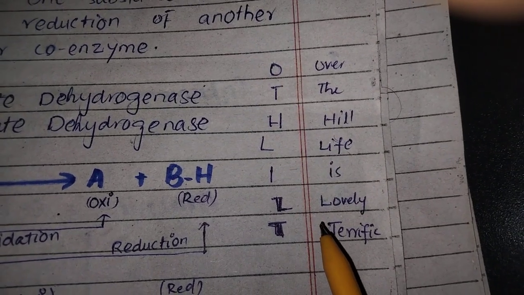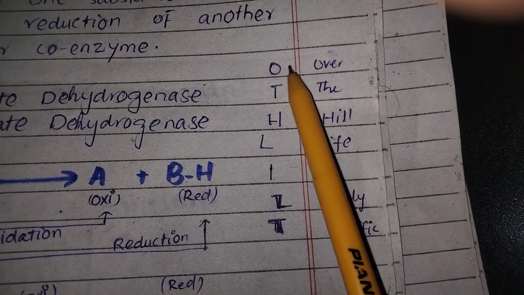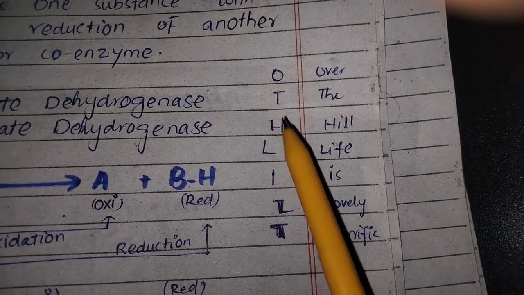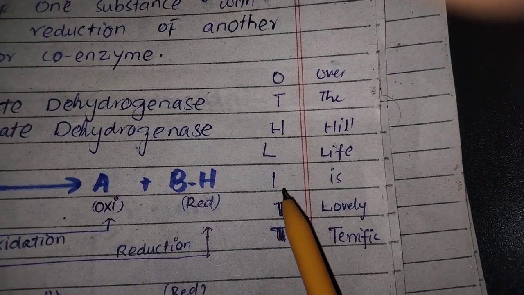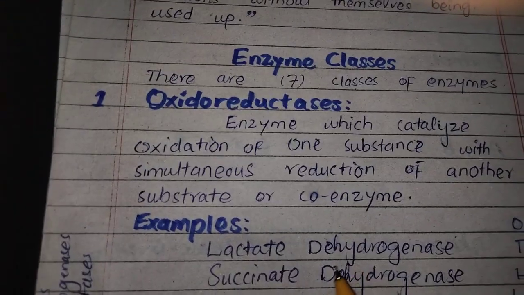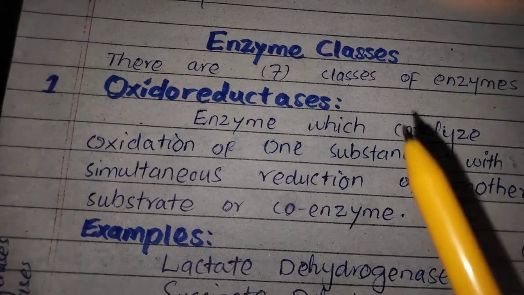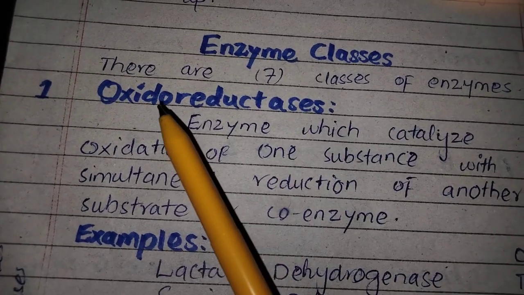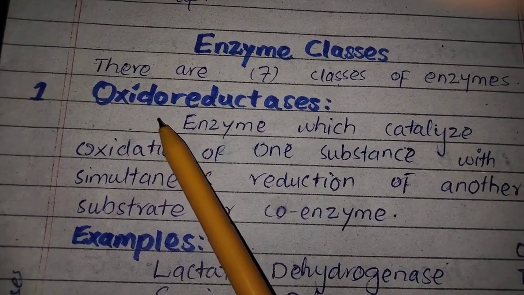In which class enzymes are classified? The first one is Oxidoreductases, Transferases, Hydrolases, Lyases, Isomerases, Ligases, and Translocases. So we will discuss each class in detail to get it. The first class of enzyme, that is Oxidoreductases.